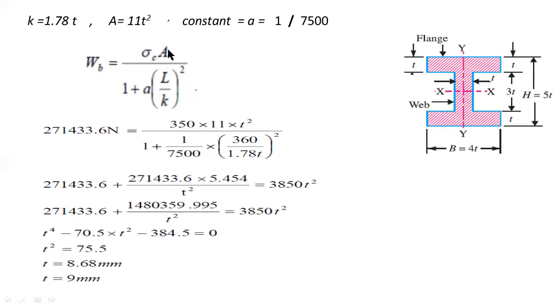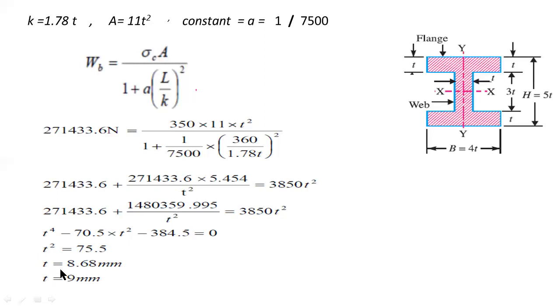So substitute the value of capital A and small a. Small a equals 1 by 7500 for mild steel, and capital L is the length of the connecting rod, that is 360 mm, and K is the value of the radius of gyration. Radius of gyration for this cross section, capital K, equals 1.78 t. t is the thickness of the flange, or thickness of the web. Okay, so after substituting the values, you will get the value of small t.